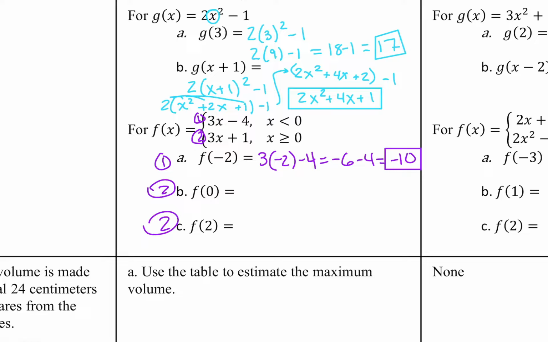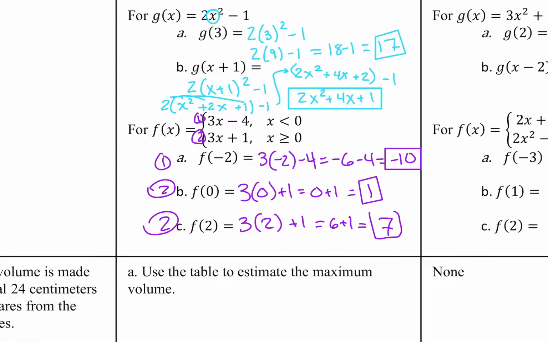All right, f of 0, again, we said we're plugging that into the second equation. So 3 times 0 plus 1. Well, that's just going to give us 0 plus 1, which is 1. And then last, this 2, we're going to plug into the second equation as well. So 3 times 2 plus 1, which is 6 plus 1, which is 7.